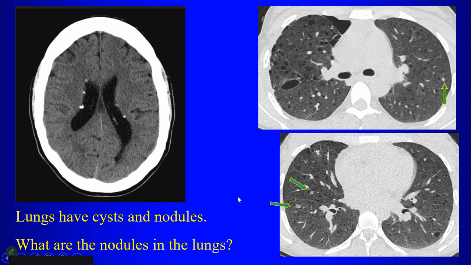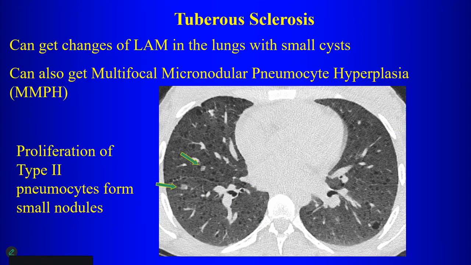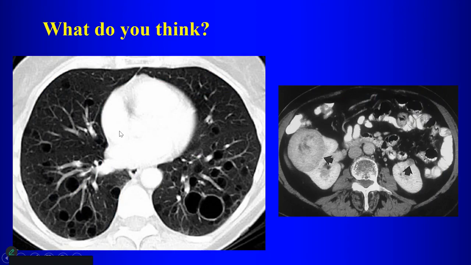Do we know what the nodules are in these patients? Yeah. So this is called multifocal micronodular pneumocyte hyperplasia, MMPH. So this is a proliferation of type 2 pneumocytes that form these small nodules. So in these patients with tuberous sclerosis, in addition to cystic changes in the lungs, they can also develop nodules in the lungs. And those nodules are from MMPH, a proliferation of type 2 pneumocytes that form the small nodules.